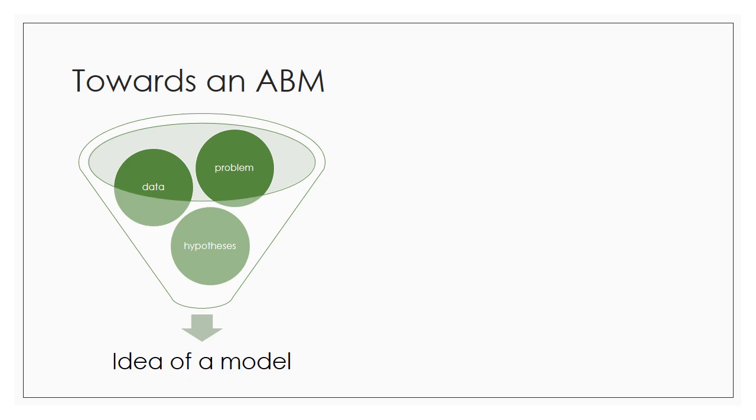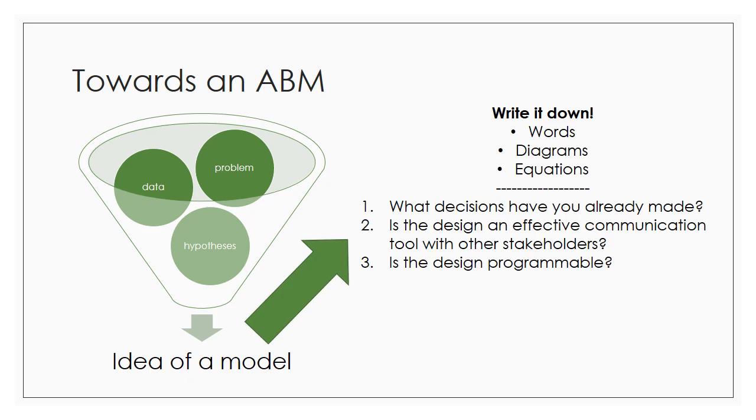Formulating an agent-based model means progressing from the heuristic part of modeling, in which we first think about the problem, data, ideas, and hypotheses, to the first formal and rigorous representation of the model. To formulate a model, we try to write it down in words, diagrams, equations, etc., which requires us to make a series of decisions about the model structure.